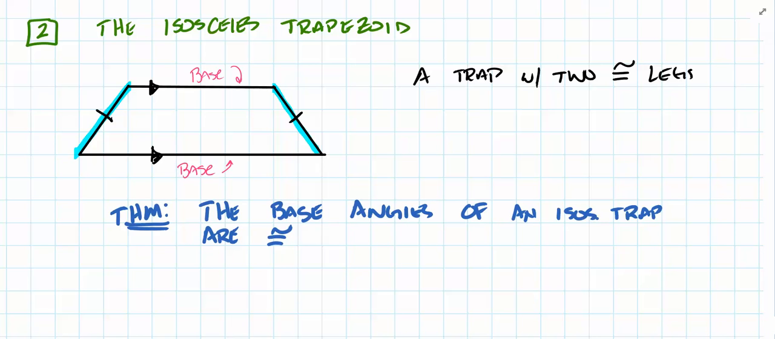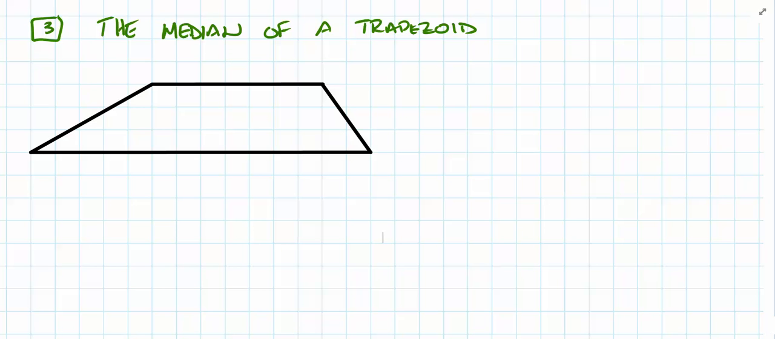The theorem says, the base angles of an isosceles trapezoid are congruent. So what does that mean? That means that this angle and this angle are the same. And it means that this angle and this angle are the same. That's what that means.